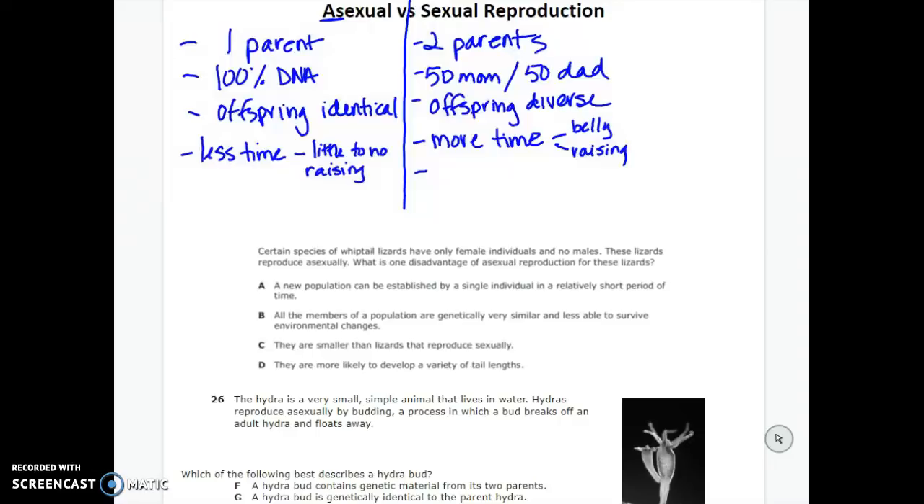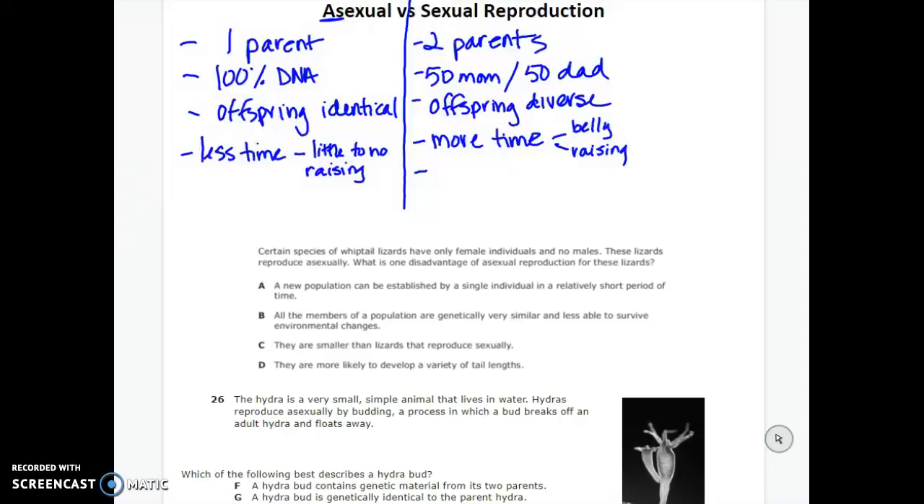Because of that, it also takes less time. There's little to no raising of that offspring. Most of the time, a lot of these bacteria reproduce asexually, and it's not like they nurture the baby bacteria and take them to school and change their diaper. They come out as pretty much adults. Sometimes within 20 minutes later, they will be reproducing on their own. So asexual reproduction is very, very fast. It does have some disadvantages, though, because they're all identical.